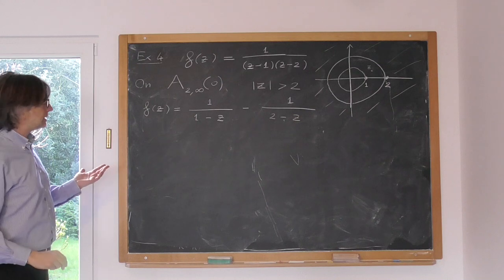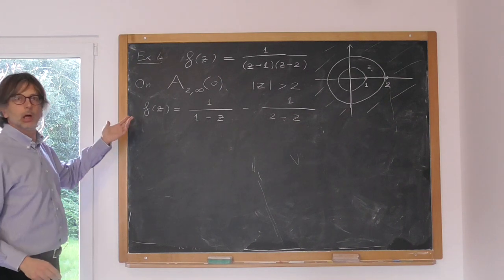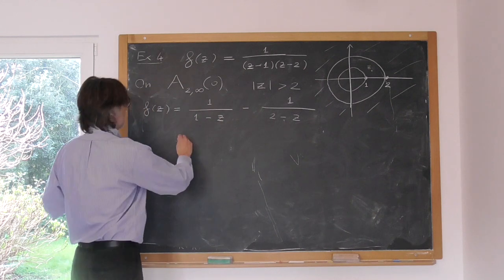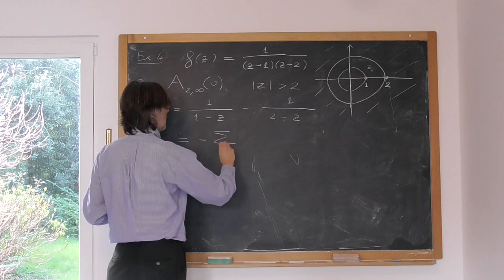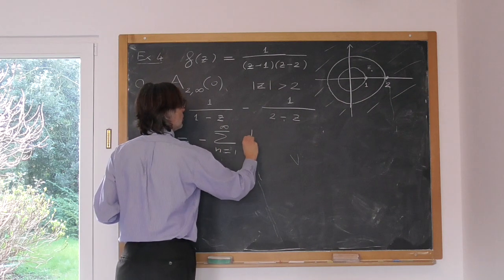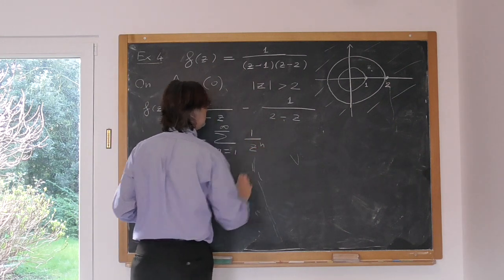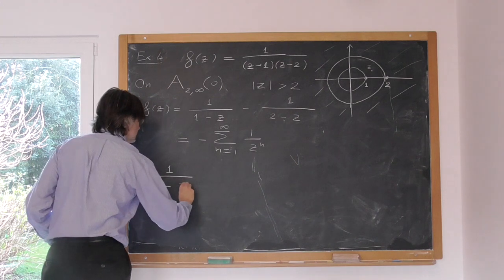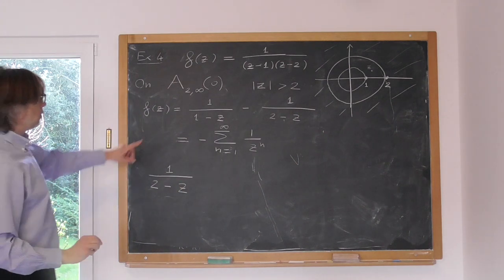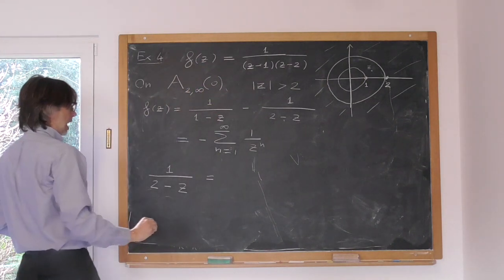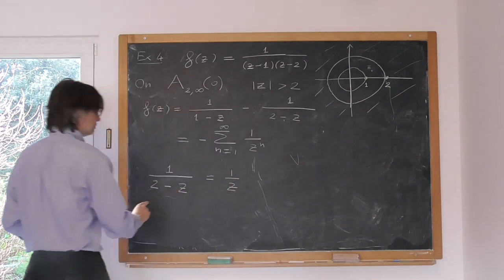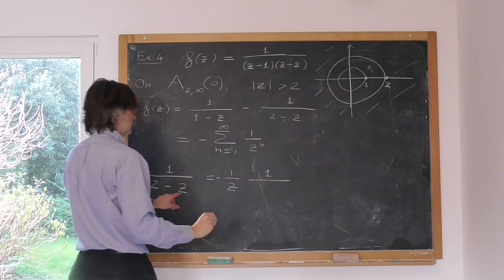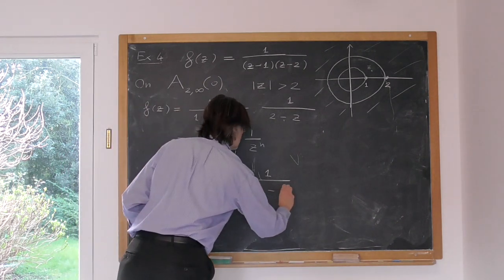And then now we can argue exactly like we argued in example 3. So for this term here, we already have a formula. This was minus the sum n going from 1 to infinity, 1 divided by z to the power n. And this term here, 1 divided by 2 minus z. Now I want to collect a 1 over z, with a sign minus, because then what I get is 1 over this minus z becomes a 1, and here I get a minus 2 over z.